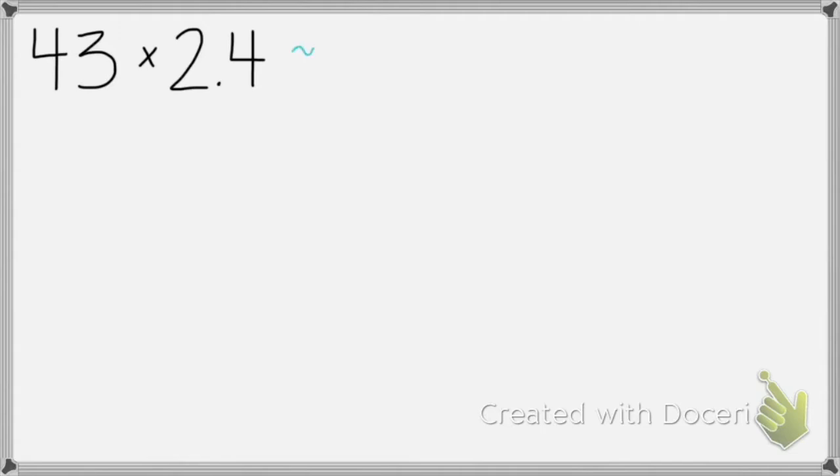If I estimated this, I would round 43 down to 40. 2.4, I would round down to 2. And that would give me 80 as my estimated answer.